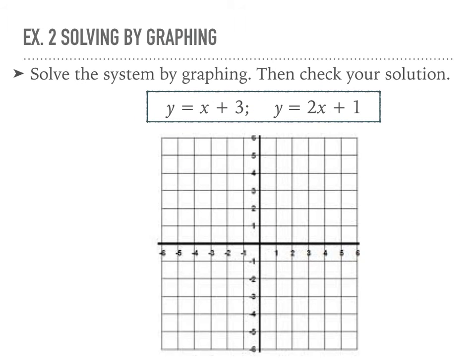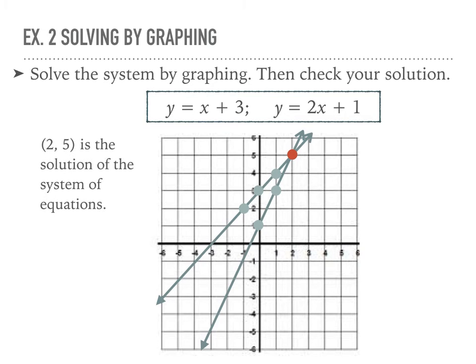All right, now let's use graphing to find the solution. We'll graph y equals x plus 3. The y-intercept is 3 and the slope is 1. Now let's graph the second line, whose y-intercept is 1. The slope is 2. I can see that that point right there is going to lie on both lines. The coordinates of that point, which I've made red, are (2, 5).